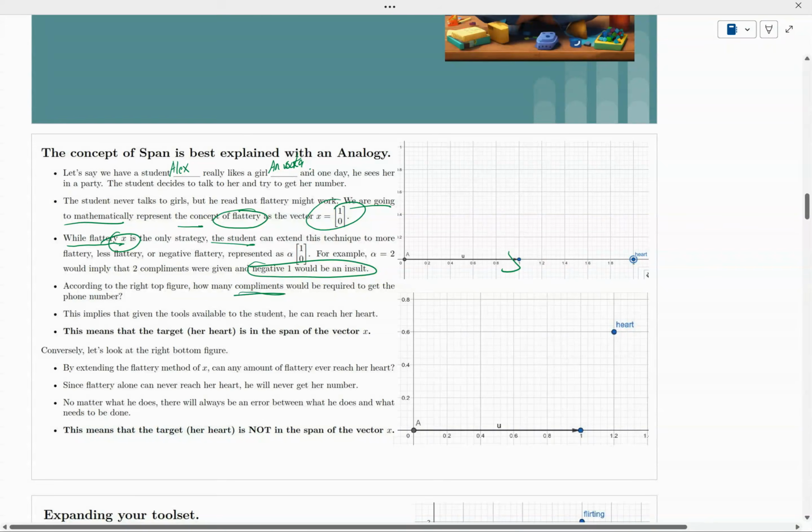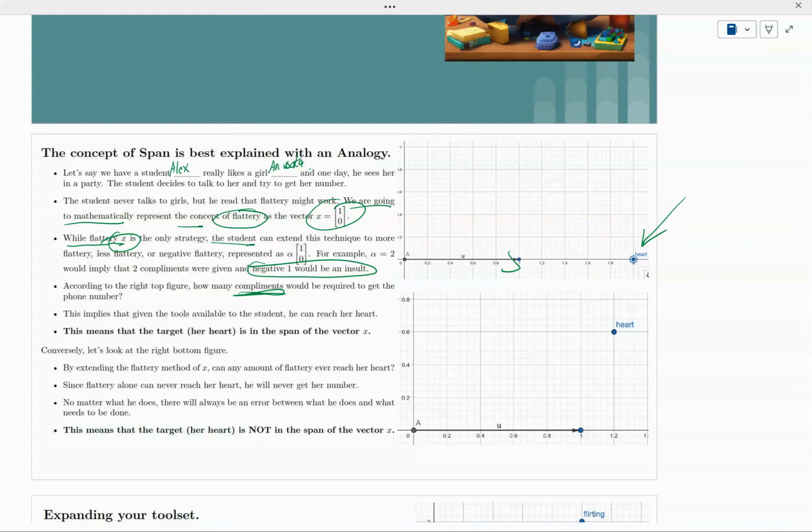Now, according to the top right figure, the vector looks like this. How many compliments would be required to get her phone number? So her heart is here. If this is at 1 and this is at 2, first of all, can flattery and compliments reach her heart? Well, yes, you can. And this is at 2.